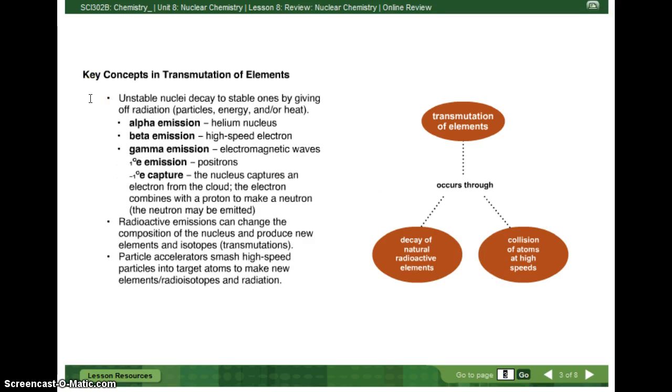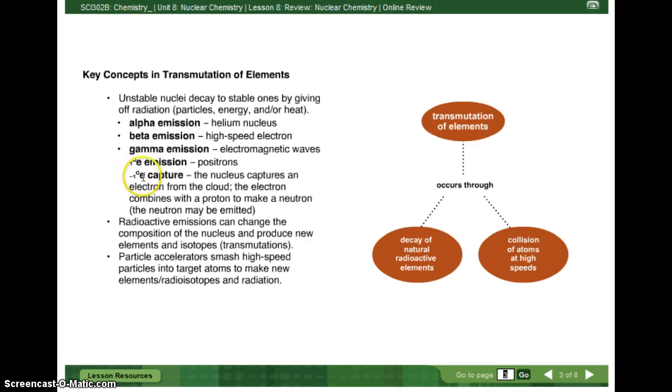Unstable nuclei decay to stable ones by giving off radiation, which is particles, energy, and/or heat. You can have alpha emission, which means that it releases a helium nucleus. Beta emission means it releases a high-speed electron. Gamma emission means that it releases gamma rays, which are electromagnetic waves. You can also have positrons. You see it's just the 1, 0 electron.